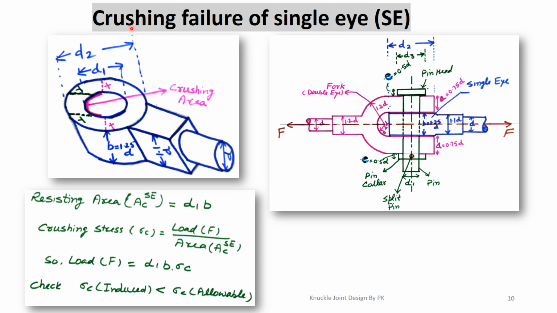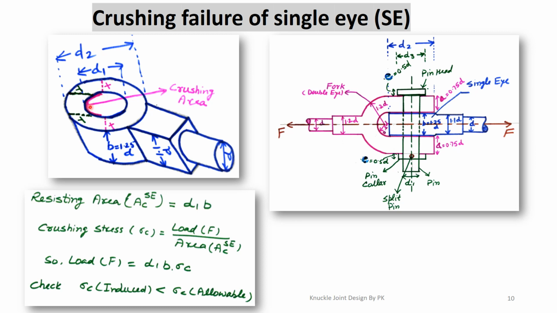Next failure is the crushing failure of the single eye. So again, this blue colored part is called the single eye rod. This is in contact with the pin at this location, and this area is in contact with the pin, and it is basically a cylindrical area. If we see the three-dimensional view of the single eye, this is this area. So we are talking about this purple colored area which is failing in crushing.